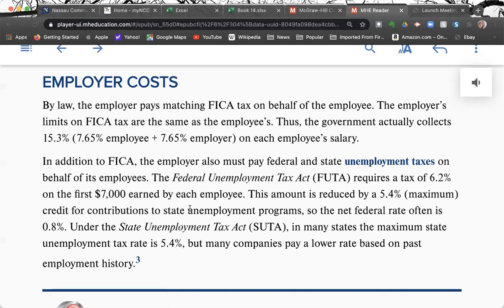Unemployment taxes. When people collect unemployment benefits, where does that money come from? Well, it comes from the state. The benefits usually come from the state. Where does the state get the money from? It taxes the employers. So there's a state unemployment tax and there's a federal unemployment tax. The federal unemployment tax is used to give money to the states when they run out of money.